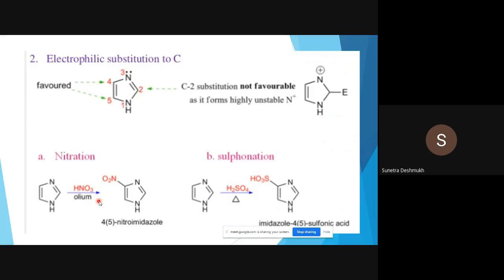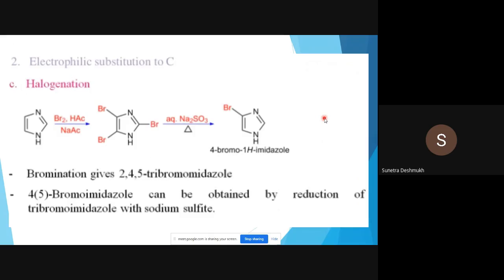So we'll go for nitration. Nitration of imidazole can be achieved with nitric acid and oleum, giving nitroimidazole. For the sulfonation reaction, H2SO4 with heating, we can get imidazole-4-sulfonic acid, or 5-sulfonic acid. The 4th and 5th positions are both identical.